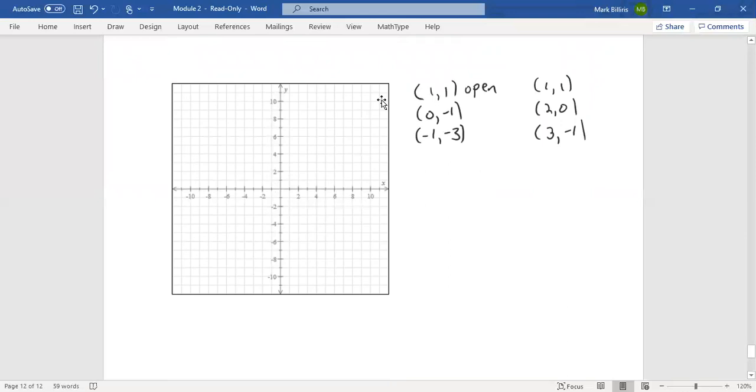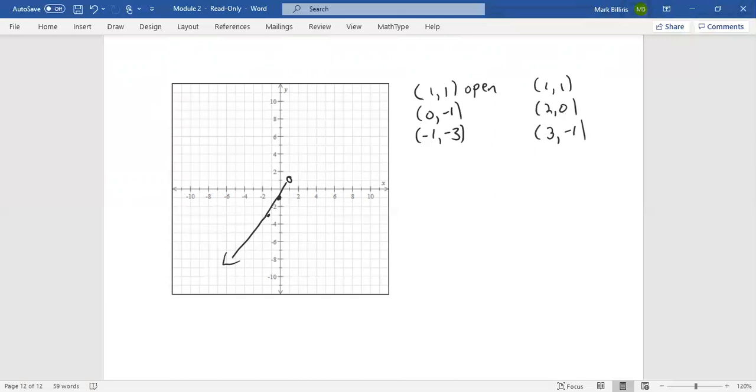So for the first one, I come to 1, 1. And remember, it's an open circle. I go to 0, -1. And then -1, -3. So this would continue on forever.